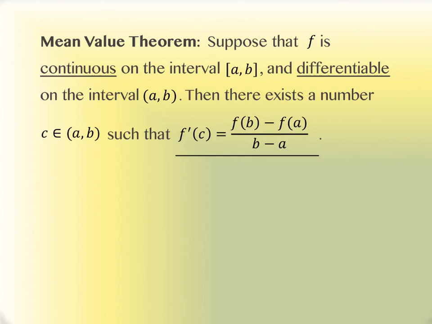But it says there is this number C between A and B. But instead of it being that the slope is 0, it tells you that the slope at the point C is f of B minus f of A over B minus A. What is that equation? We've seen it before. f of B minus f of A over B minus A.